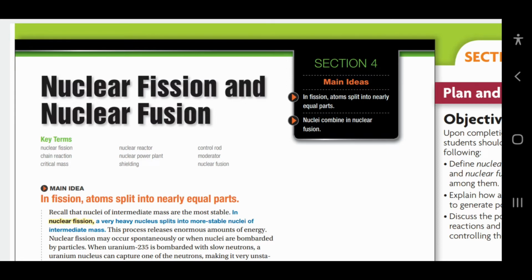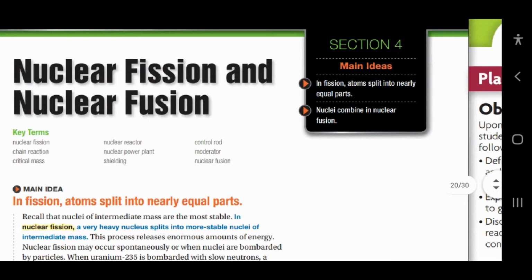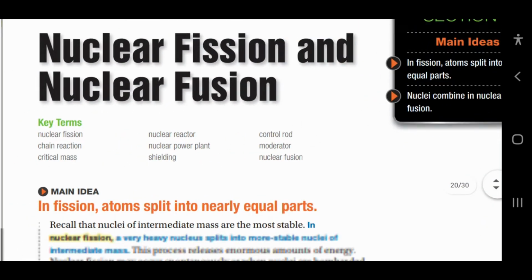In this section, we have to know the difference between nuclear fission and nuclear fusion, and know the key terms as we see here, which are nuclear fission, chain reaction, critical mass, nuclear reactor, nuclear power plant, shielding, control rod, moderator, and nuclear fusion.